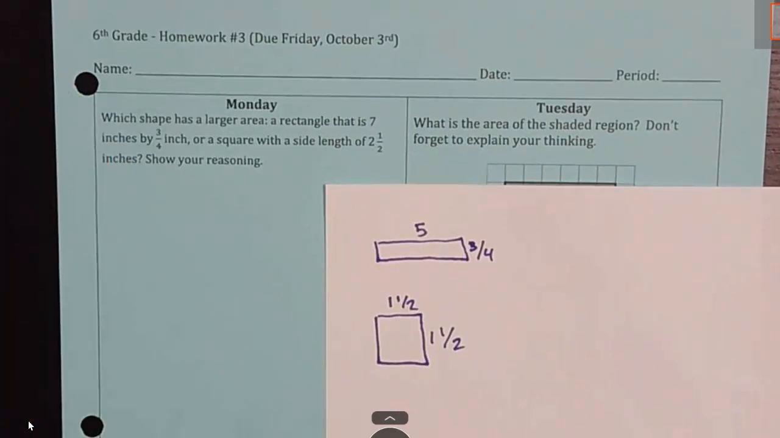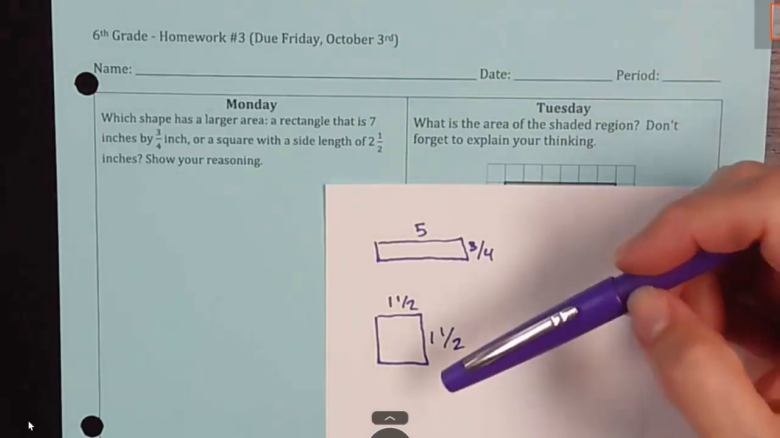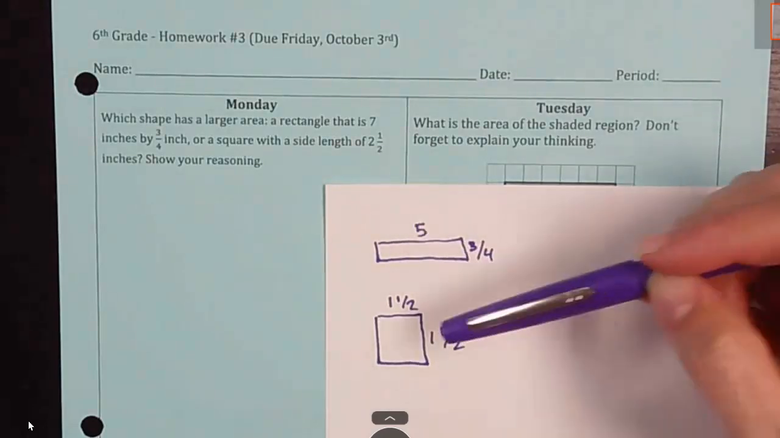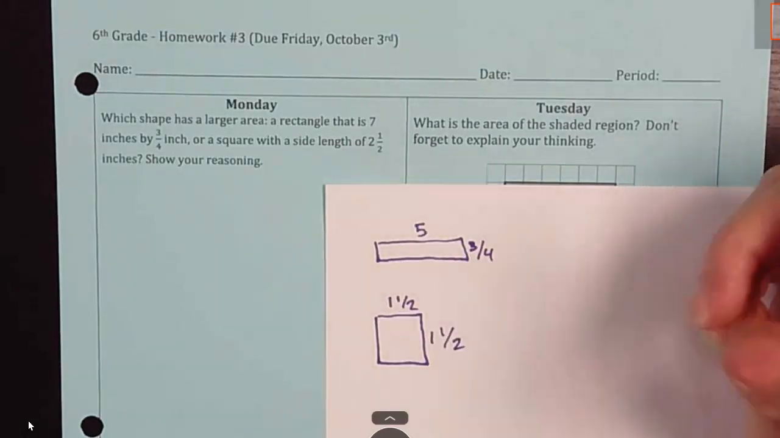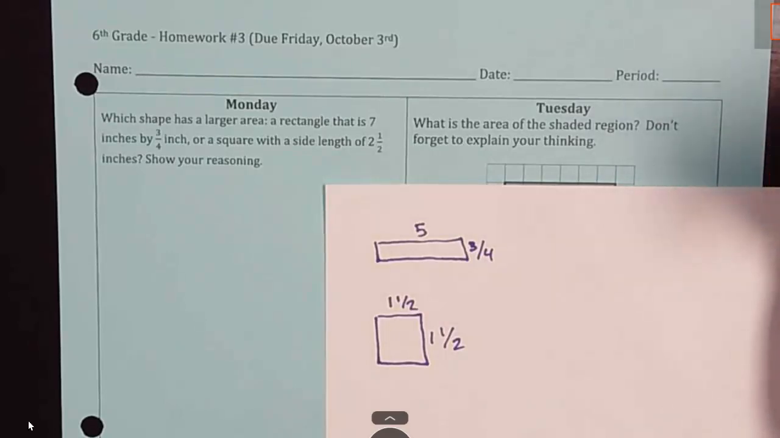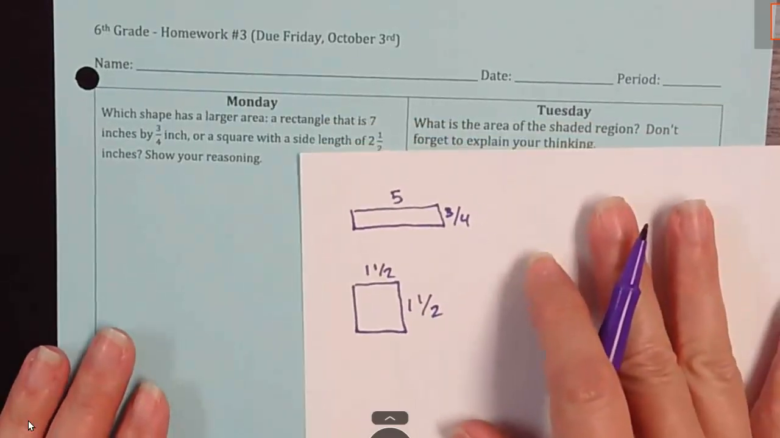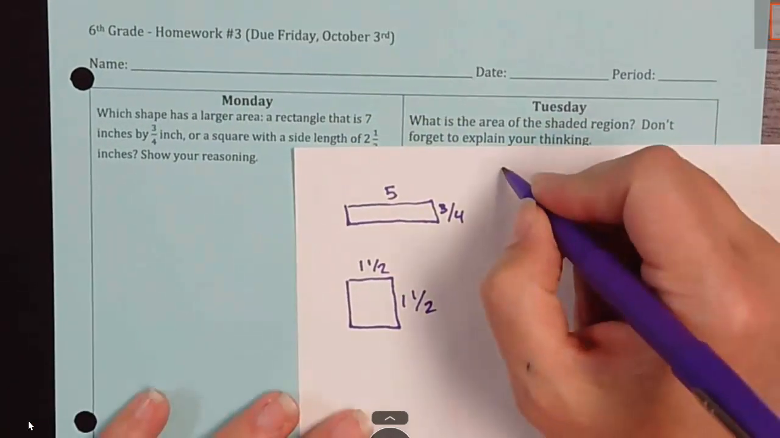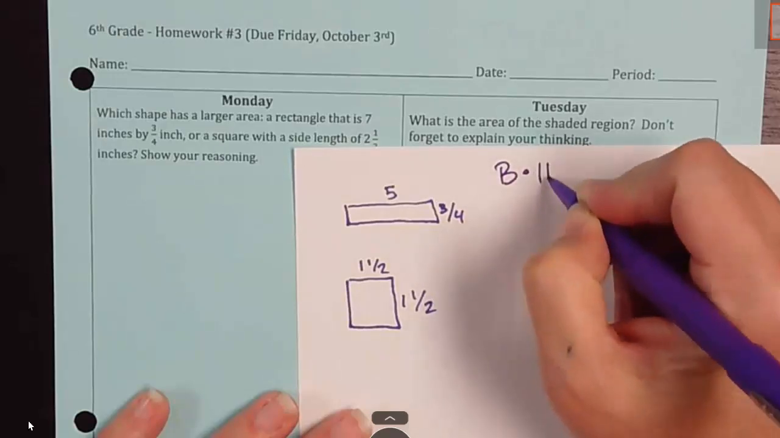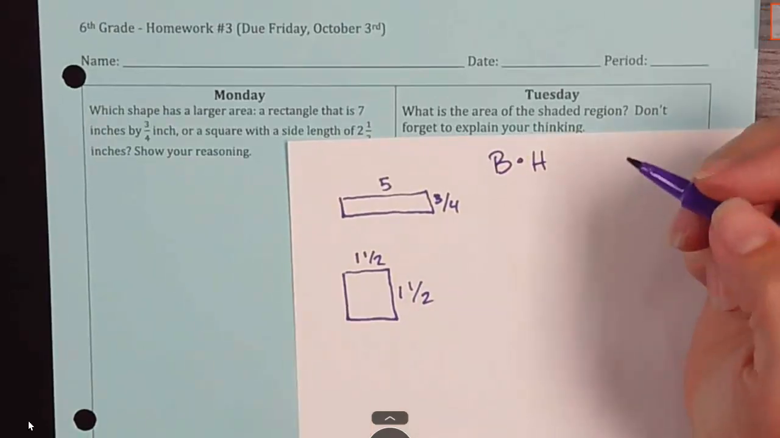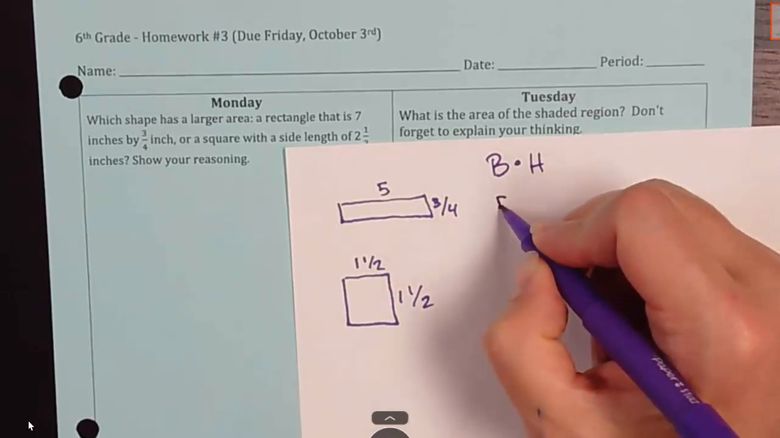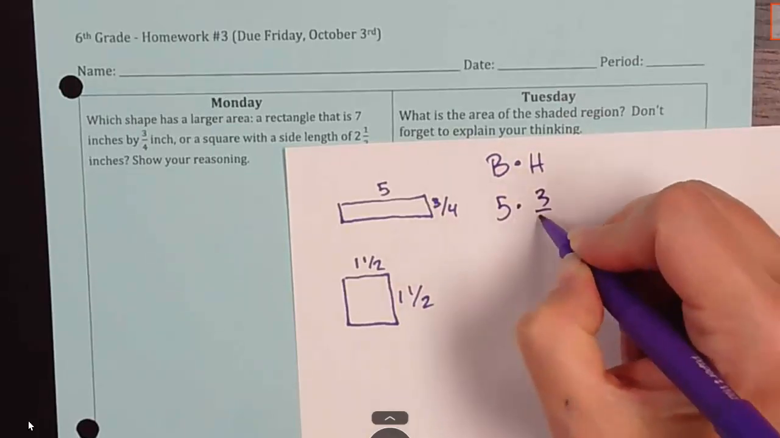So I drew a picture because that helps my brain. If I have these two rectangles, one's 5 by 3/4 inch and this one's 1.5 by 1.5 square, which one has a bigger area? Well, the only way I'm going to know that is if I actually find the area. And so how do you find the area of these shapes? You're going to do base times height, right? So I need to do 5 times 3/4.